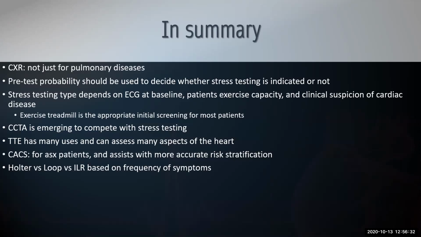We went over the importance of a pre-test probability in deciding stress tests and knowing that the exercise ability or inability is going to be your first cutoff point versus whether you're going to do pharmacologic interventions versus the patient exercising themselves. Knowing that cardiac CTA, which we talked about a lot today, is an emerging modality that's going to start competing with stress testing, but it just doesn't give us that functional component that we would like.